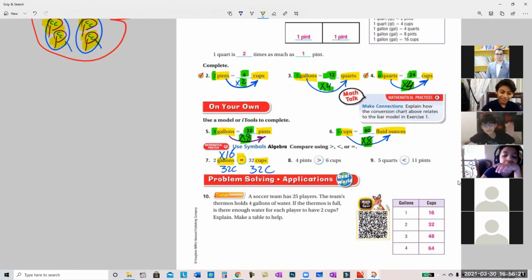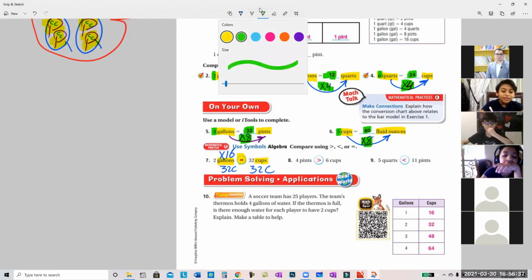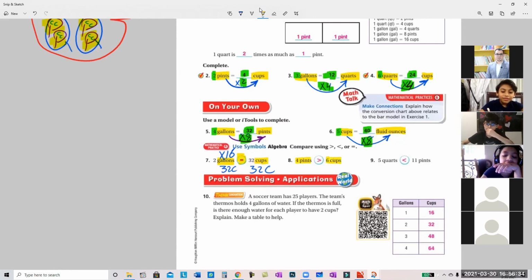Okay, the next one, who can help? Ryan, okay, Ryan. Yay, finally. Okay, the next one. We have here 4 pints equal how many cups, or greater than or smaller than 6 cups. So where is the small unit? Pints or cups? Cups, yes. So let's write 6 cups the same.